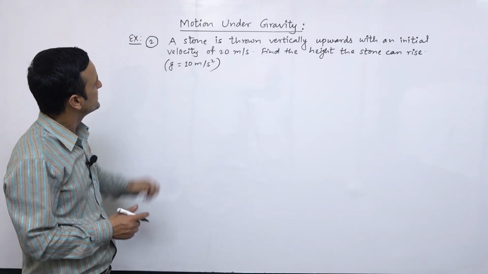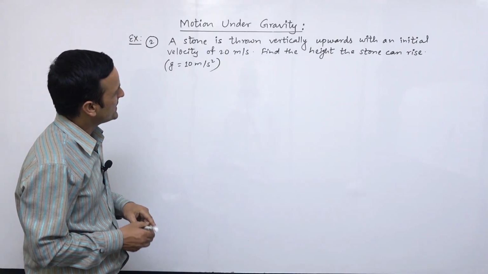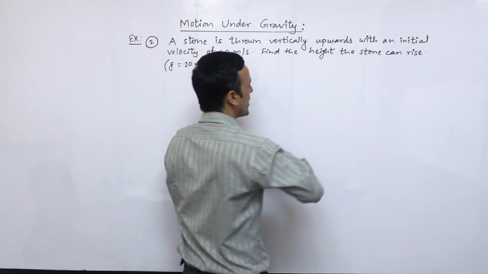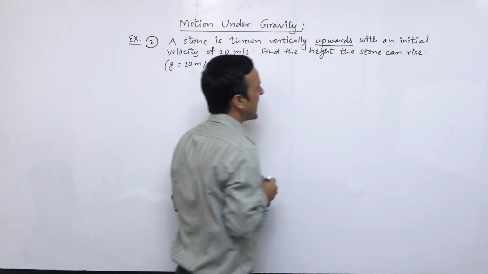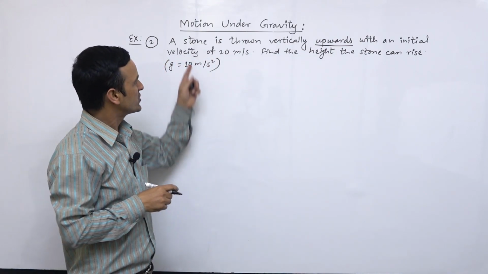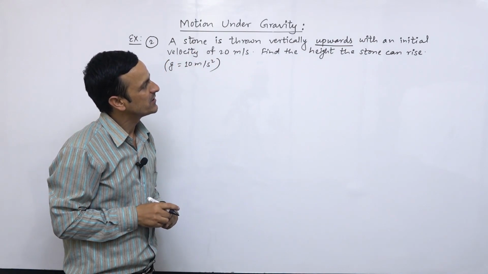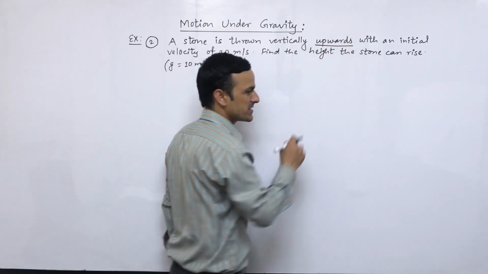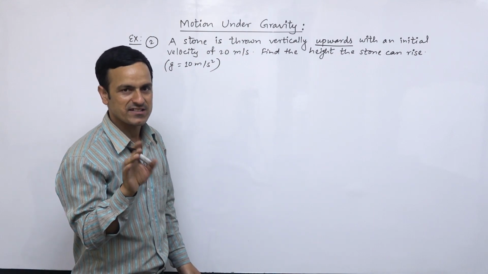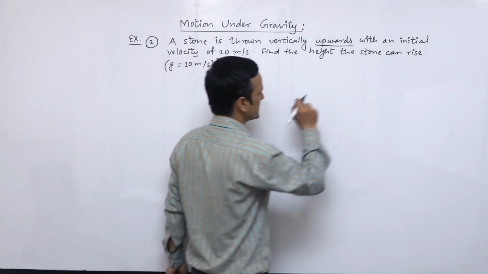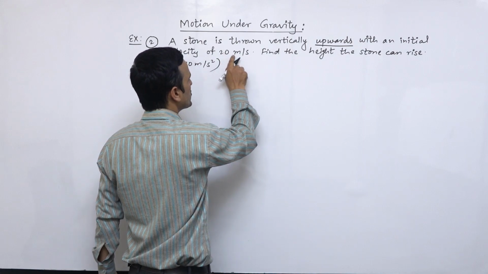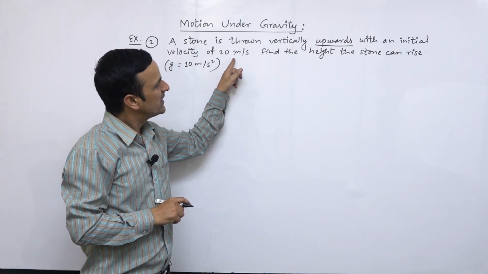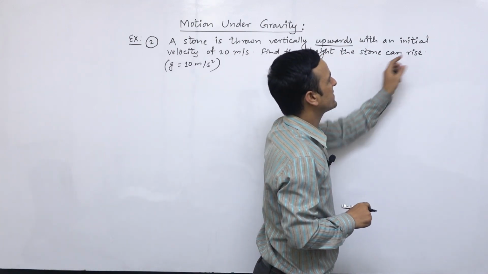Okay, we have this question now. A stone is thrown vertically upwards. So vertically upward or downward, be sure that any particle or stone is projected up. In the upward direction we have projected, thrown it. That means we have to use the minus sign in the equation of motion, with an initial velocity of 20 meter per second. Initial velocity means it is u, and find the height the stone can rise.